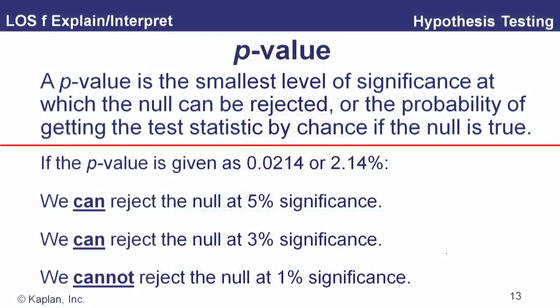Our next LOS here talks about the p-value. Well, let's go through the formal definition and then kind of explain it a little. A p-value is the smallest value of significance at which the null can be rejected, or the probability of getting the test statistic by chance, even if the null is true. So those are both the same thing there.